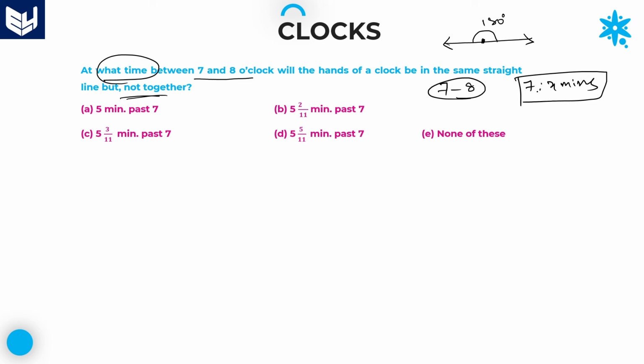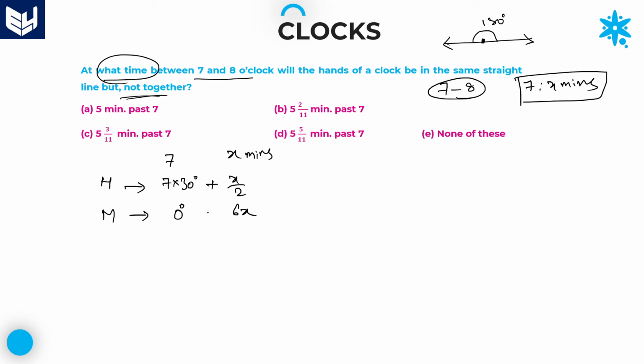At what time? Let us take the time period as 7 hours x minutes. I will take first h, after that m. Exactly at 7 o'clock, the hour hand will move 7 into 30 degrees, whereas the minute hand is at 0 degrees. For the remaining x minutes, the hour hand will move x by 2 degrees, whereas the minute hand will move 6x degrees. Why? Because for every 1 minute, the minute hand covers 6 degrees. For x minutes, it will be 6x.